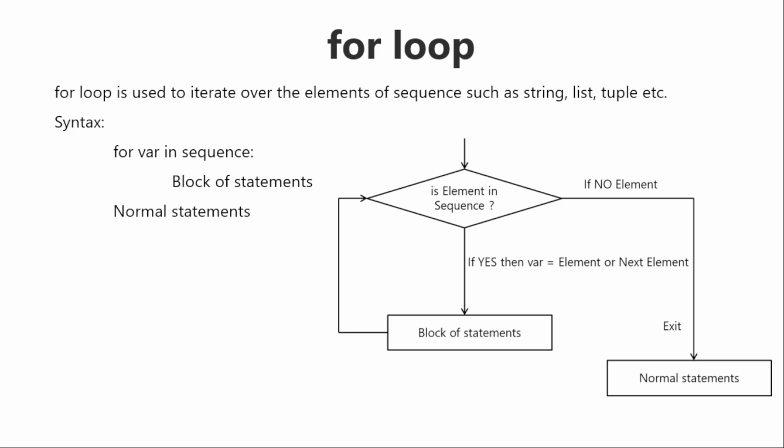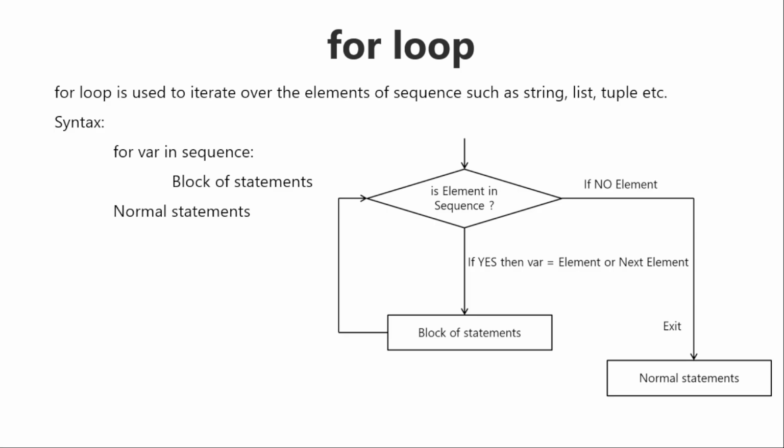So the flowchart is: element in sequence? If yes, then var is equal to the next element, then finally the block of statements. If there is no element, then it will exit and print the final normal statements.